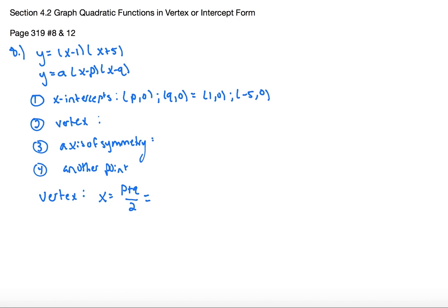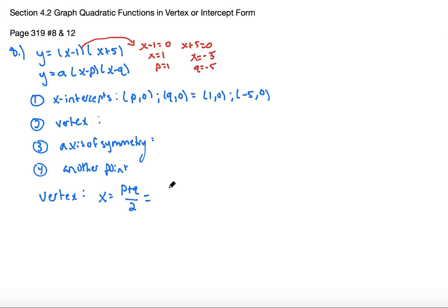Now, some of you might have been confused where I got that. So remember, in reality, what's happening with both of those is you're setting them equal to 0. So when you solve it, you get x equals 1, and you have x plus 5 equals 0, and you have x equals negative 5. So that's where we get p is equal to 1 and q is equal to negative 5.